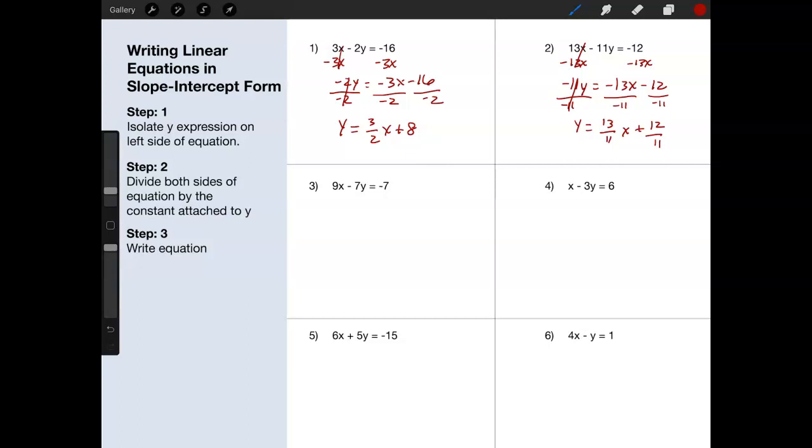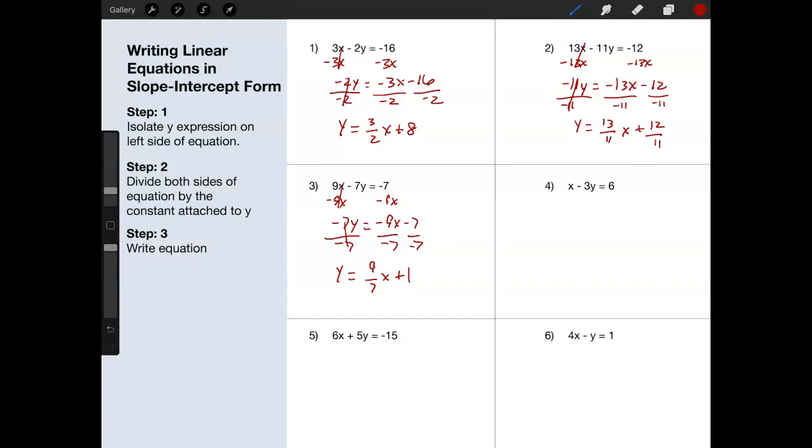Example number 3, we have 9x minus 7y equals negative 7. We follow the same procedure. We subtract 9x from both sides. This cancels. We have negative 7y equals negative 9x minus 7. Divide both sides by negative 7. This cancels, and we are left with y equals negative 9 over negative 7, which becomes positive 9 over 7 x. Negative 7 divided by negative 7 is positive 1.